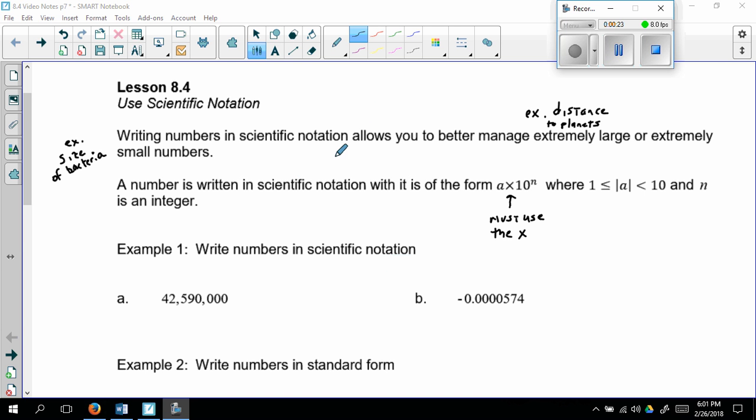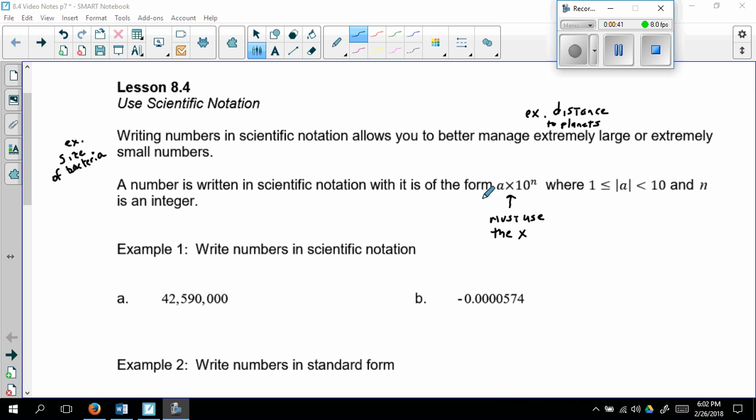Okay, so scientific notation is just a way to write really large or really small numbers that often have lots and lots of zeros in a more manageable way. So an example might be if you were measuring distance to the planets, that's a really large number. Or if you're measuring the size of a bacteria, that's a really small number.